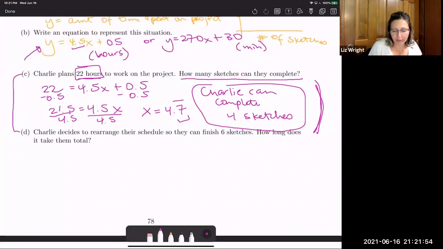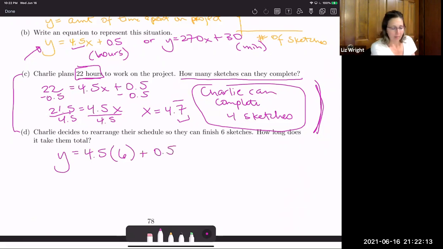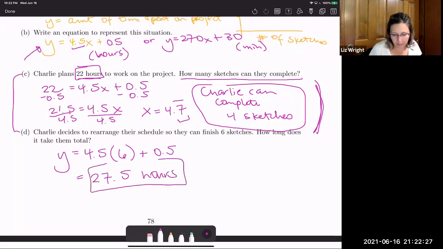All right, let's look at the last one. Charlie decides to rearrange their schedule so they can finish 6 sketches. How long does it take them total? This time we're going to say y equals 4.5 times 6 plus 0.5. When you're multiplying that out, take your calculator, do 4.5 times 6 plus a half, and we should end up with 27.5 hours to do all of those.